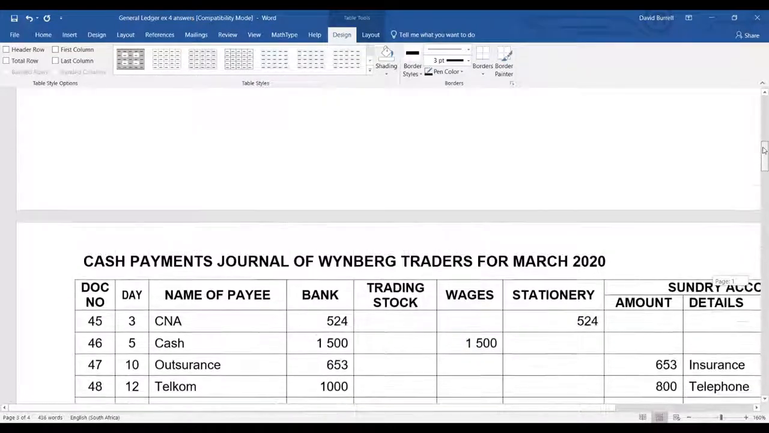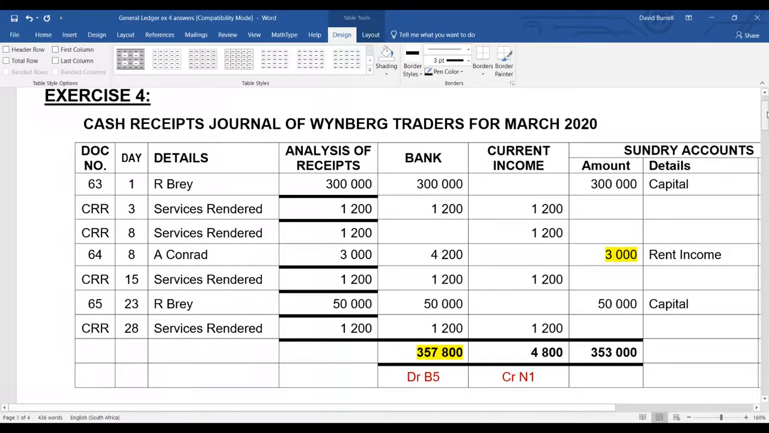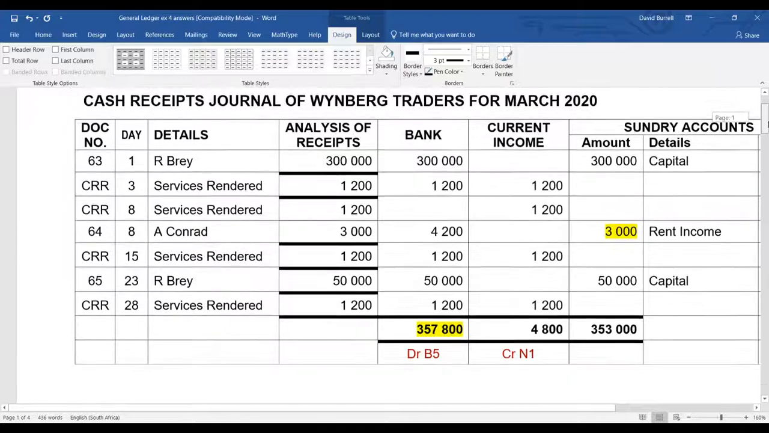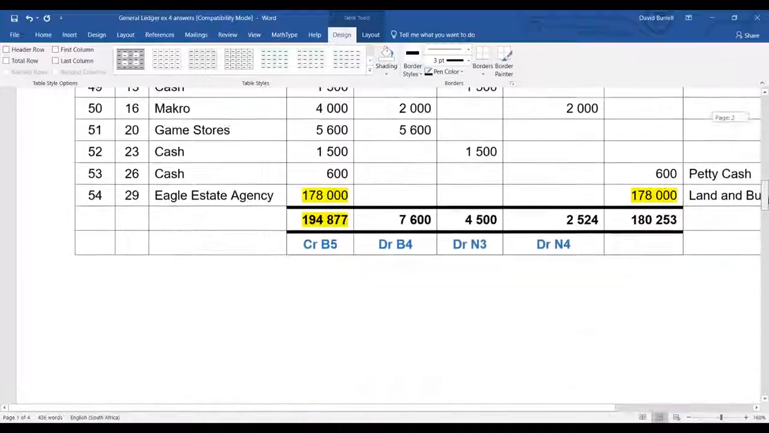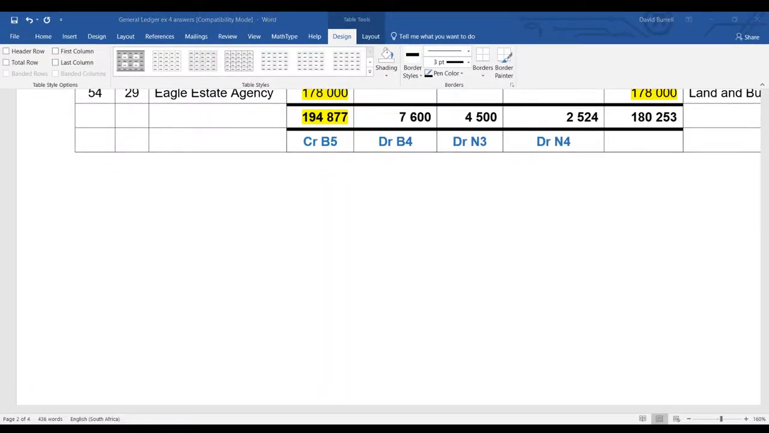Okay, so that was posting to the general ledger in exercise 4. There was quite a lot going on here. We first had to work out some missing figures in our cash receipts journal and cash payments journal, and then also work out the order of accounts, and then do the actual posting. So quite a lot happening, and I hope that made sense and you understood everything there.